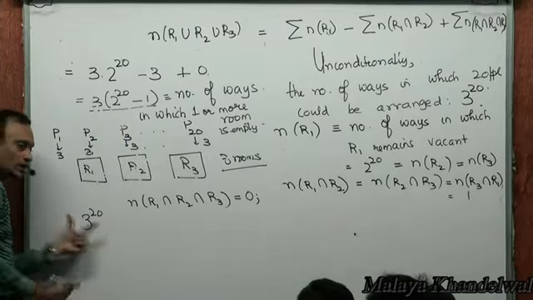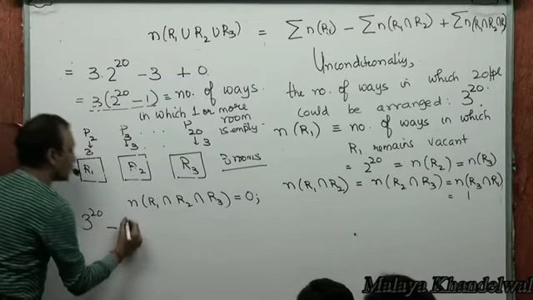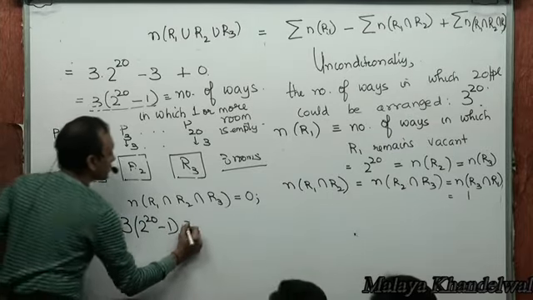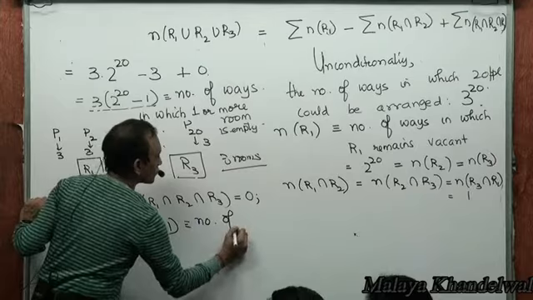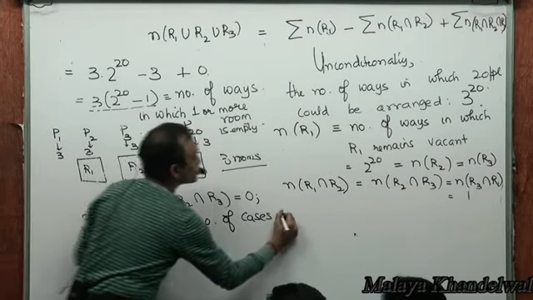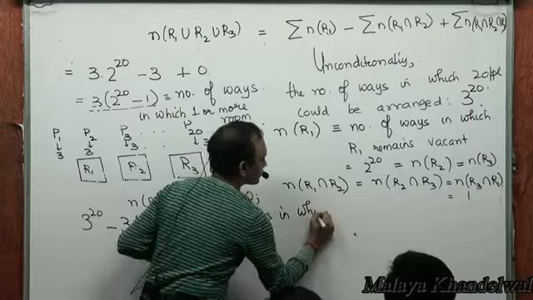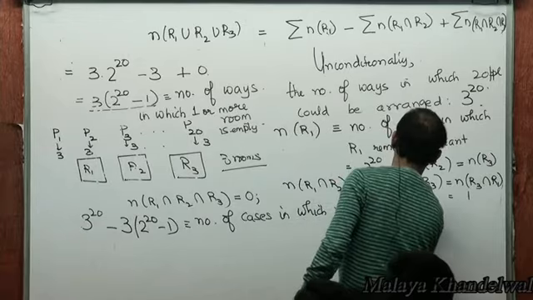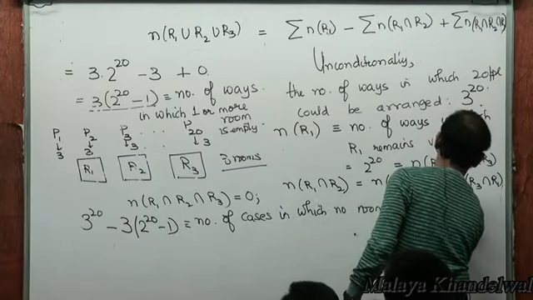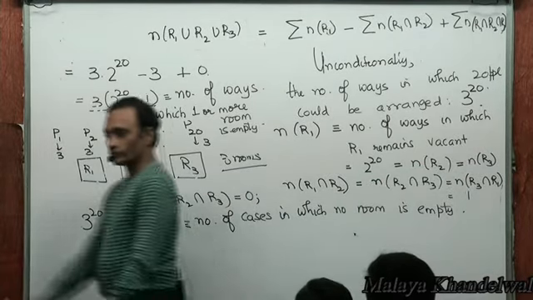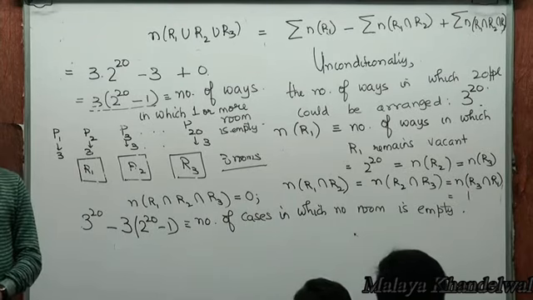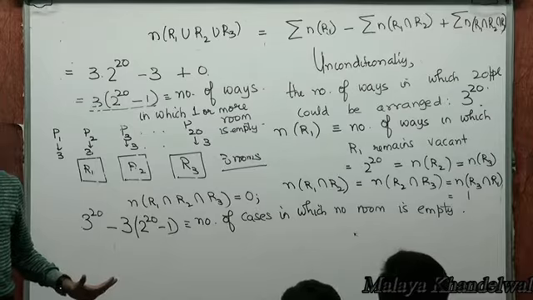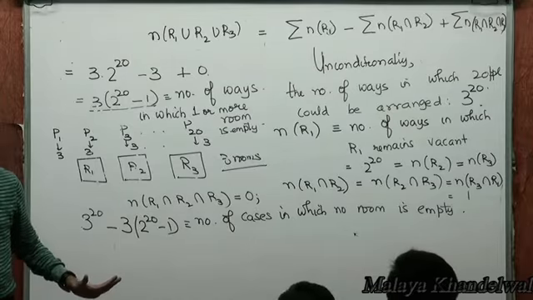So from the total, I remove the cases in which one or more room is empty, and I get the number of cases in which no room is empty. This is the required count. Right, a direct application of the principle of inclusion exclusion.